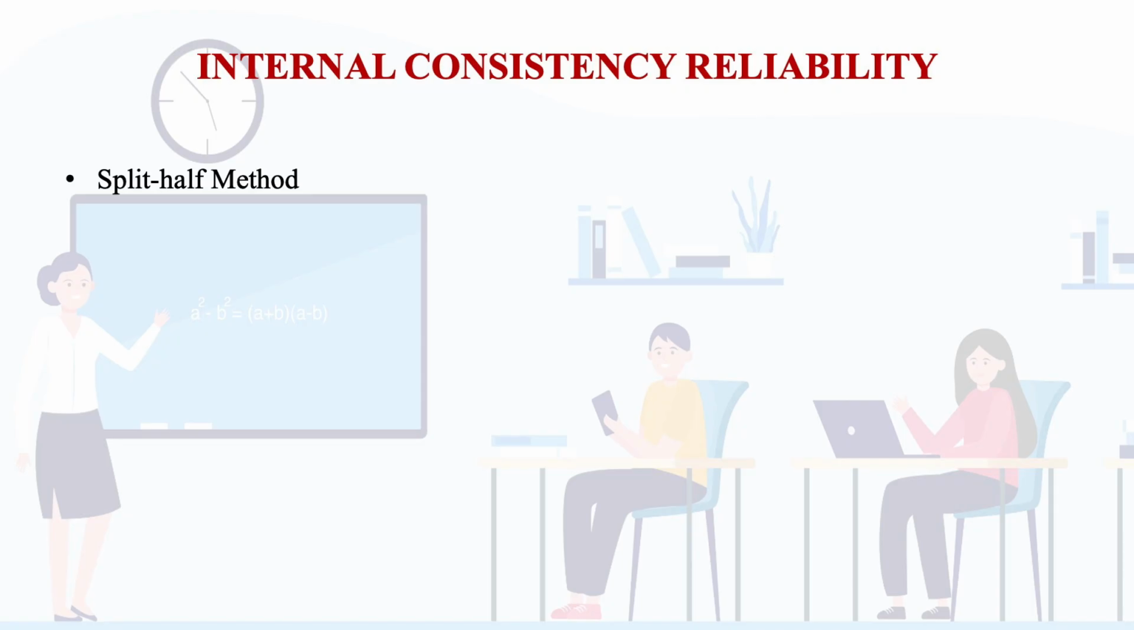And further, now we will discuss internal consistency reliability. Here, in internal consistency reliability, two methods are there. One is the split-half method, the other is the rational equivalence method. So friends, now let us try to understand what the split-half method is and what the rational equivalence method is.